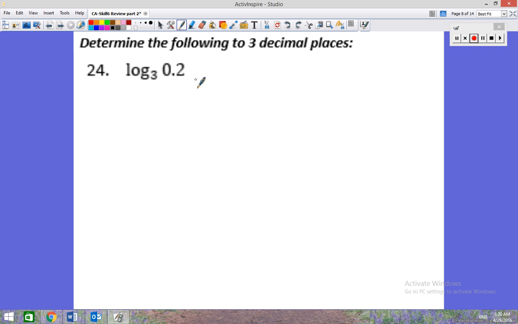Alright, so here, if we go to the calculator, again, it doesn't matter whether we use a common log button or a natural log button. The log of 0.2 divided by the log of 3, and what do we have there? The log of 0.2, close the parentheses, divided by the log of 3, and I get negative 1.465.